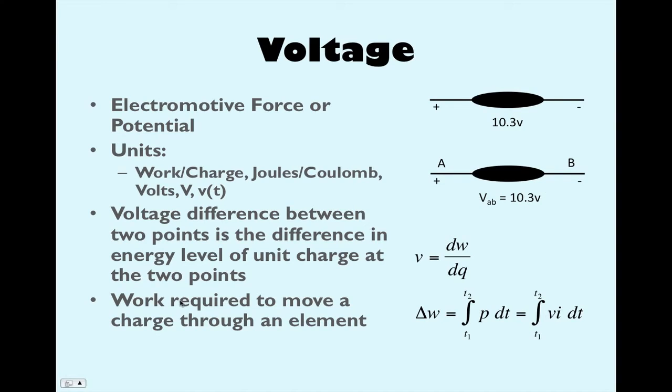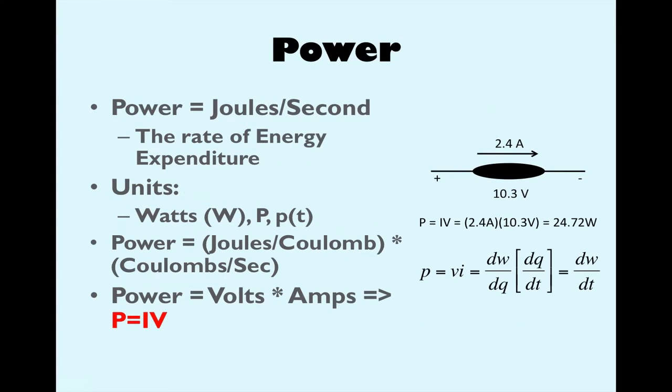The work required to move a charge through an element is defined as the integral of the power from T1 to T2, or over a certain period. Now, we can look at power as also voltage times current. And if we go to the next one, we are going to find that right here. Power is joules per second, and it's the rate of energy expenditure.